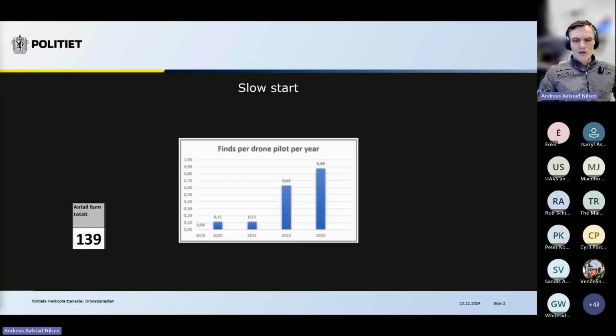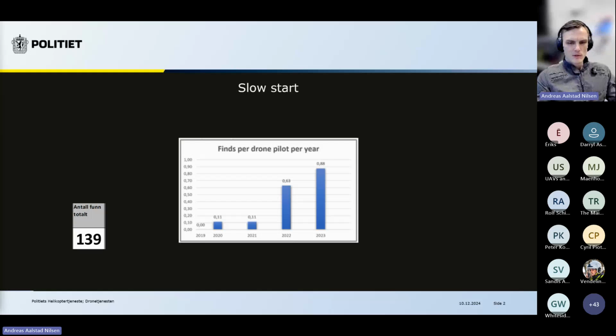And happily, we saw a drastic improvement after implementing these new techniques, increasing the success rate from approximately 0.1 finds per pilot per year to almost 0.9 finds, or basically 1 find per year. And even though there were a lot of other contributing factors as well, we are pretty certain that these techniques play a significant role.